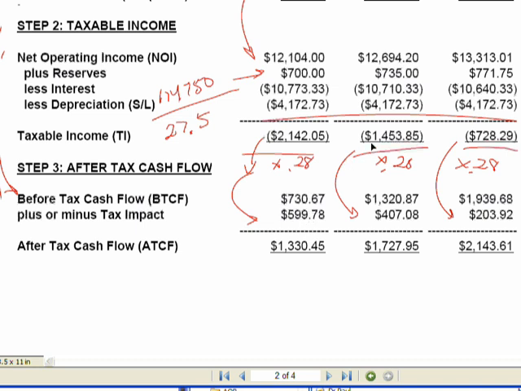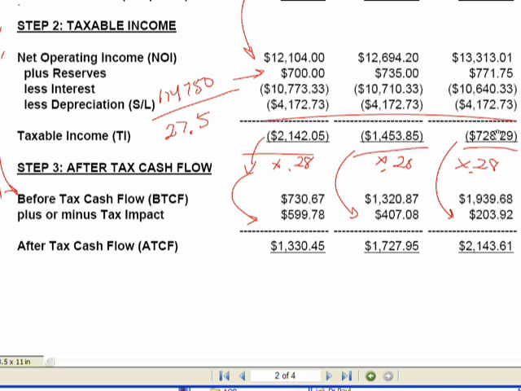The same thing for year 2. We had negative $1,453 times 28%, change the sign, that's $407.08. And then finally for year 3, the same thing, negative $728 times 28%, change the sign, that's $203.92.